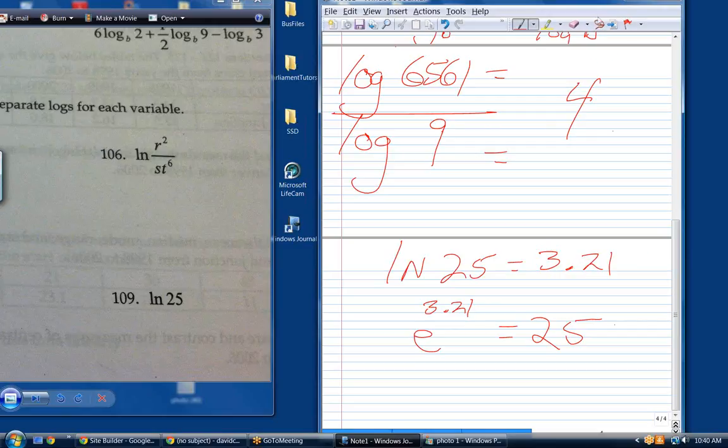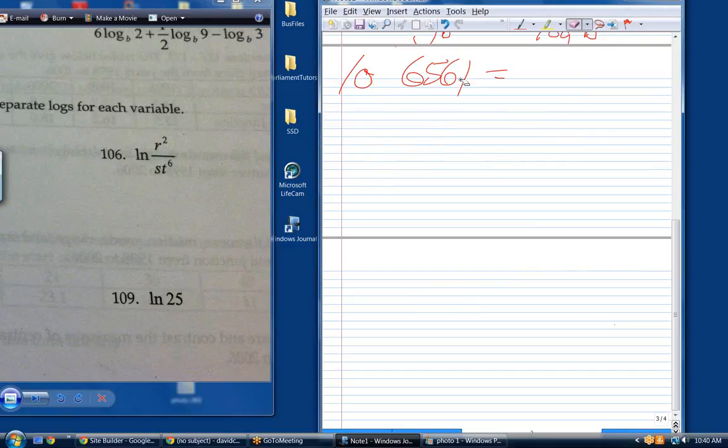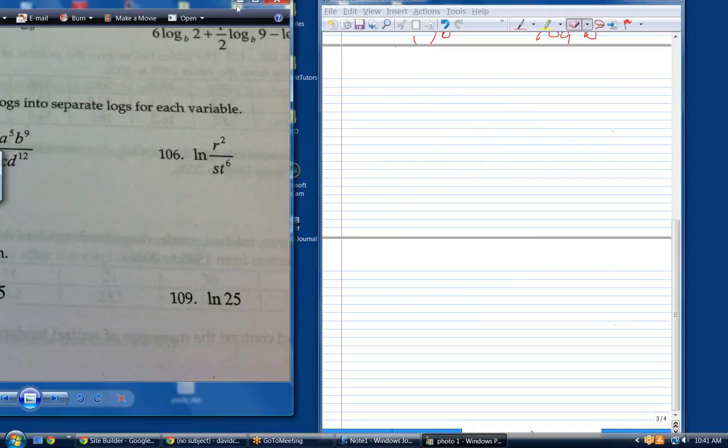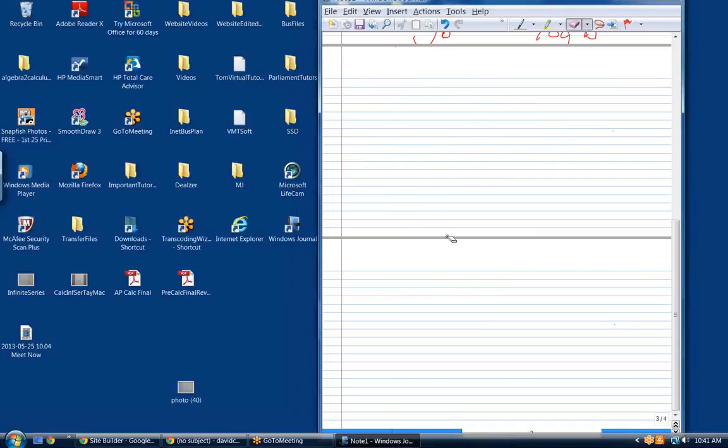Okay? Okay. But it's very important. Knowing how to go back and forth between exponential expression and logarithmic expression is huge because that's what you have to do to solve equations. This is the last question on this page. Yeah. Let's open up photo 2.